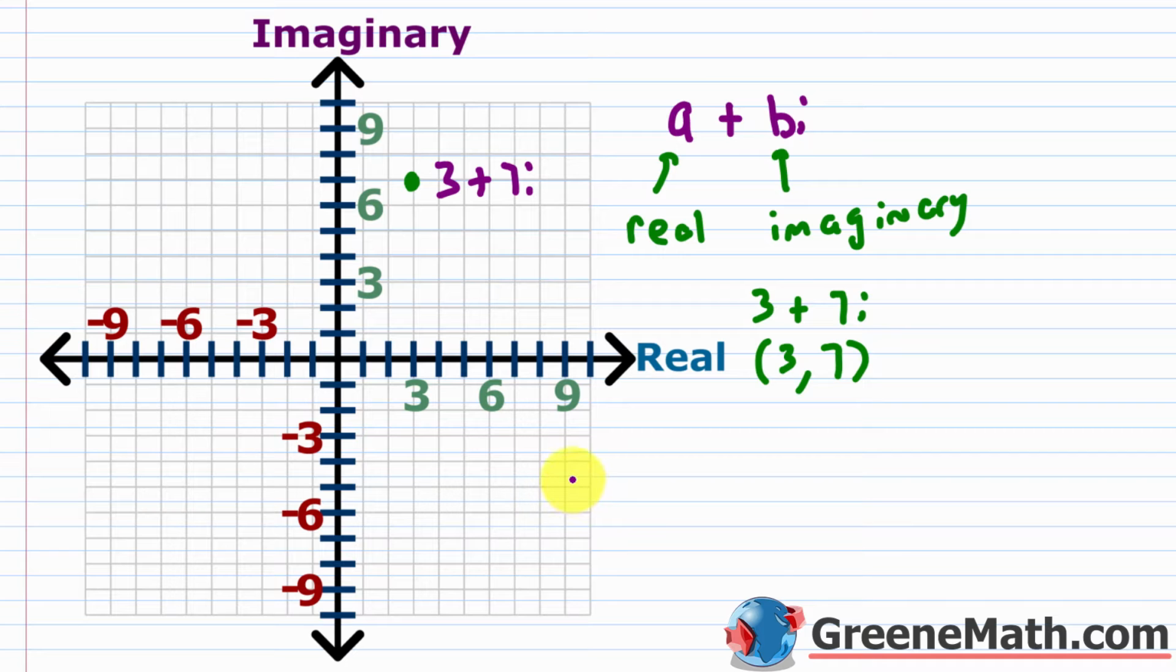If you wanted to do another one, let's say we do something like -5 minus 4i. So the coordinates there would be -5, comma, -4. So I'm just going 5 units to the left on the real axis and then 4 units down on the imaginary axis. So right about there, let's go ahead and say this is -5 minus 4i.